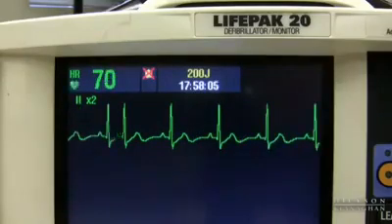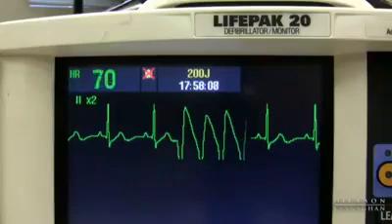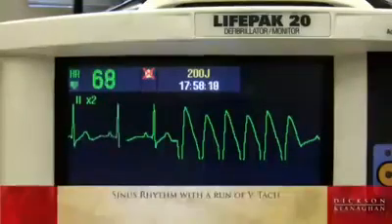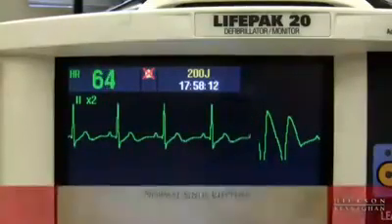Here's sinus rhythm with a run of V-tach, but the patient goes back to a normal sinus rhythm.